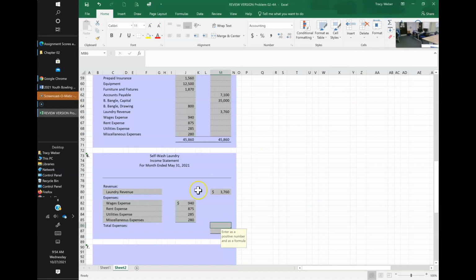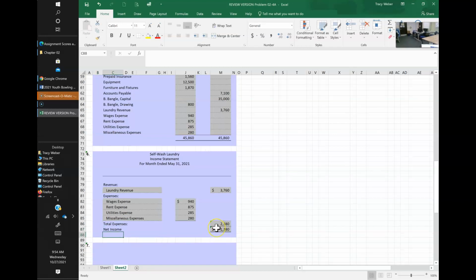So I'm going to click AutoSum, and then I'm just going to click, oh, it didn't work. I'm going to click AutoSum here, and then I'm going to click here and drag here because that's what I want to add, and I'm going to hit enter. And then here, we're going to enter this as a formula, and to find net income or net loss, it's equal sign, you take revenue, and you minus total expenses, and if it's positive, it is net income. So right over here, we need to type in net income. Okay, and it is 1380, and we're going to double underline it.